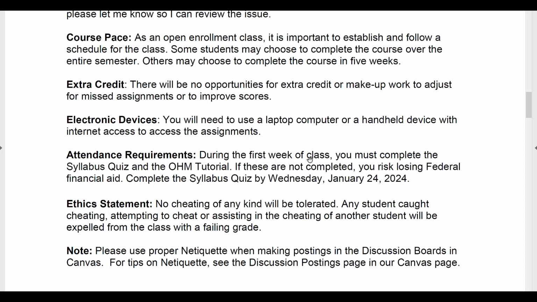Attendance requirements. During the first week of class, you must complete the syllabus quiz and the OHM tutorial. If these are not completed, you risk losing federal financial aid. Complete the syllabus quiz by Wednesday, January 24th. That's correct.